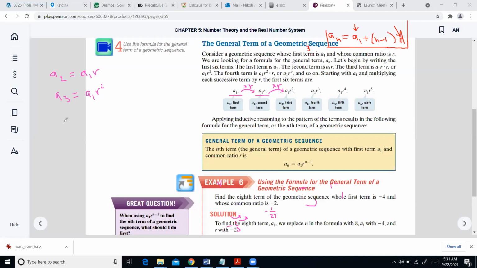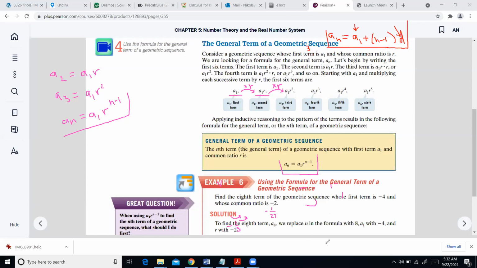So looks like for the nth term, I'm going to take my first term, A1, and multiply it by R raised to the power one less, N minus 1. Because with A3, I have R squared, right? With A4, I'm going to have R cubed. So we have one less. And that's exactly what they have here, the formula for the nth term. Again, we don't have to get really deeply into this story, but the formula is what we should be familiar with and use it to do the exercises.